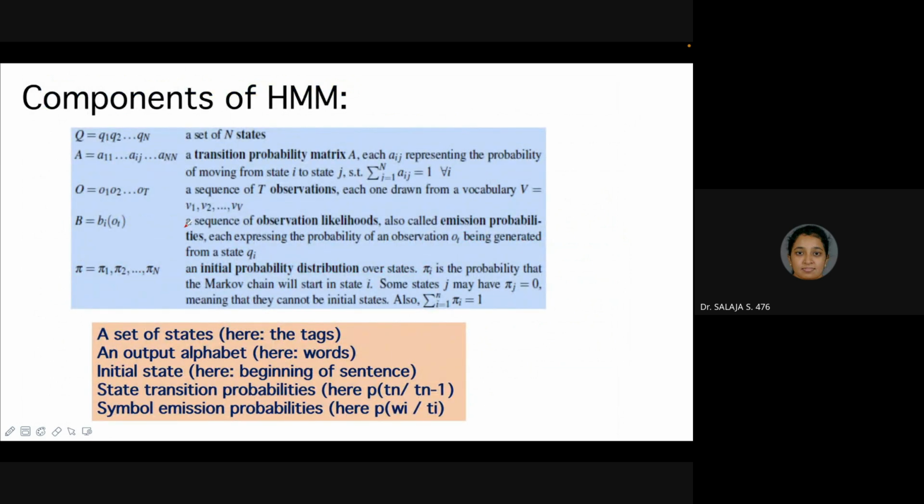And therefore, we'll add the components of the hidden Markov model, which is Q, A, the transition probability, and based on the observations so far, you have O, and the observation likelihoods or the emission probability is B of O of I, which we'll see in a moment, and then the initial probability is pi.